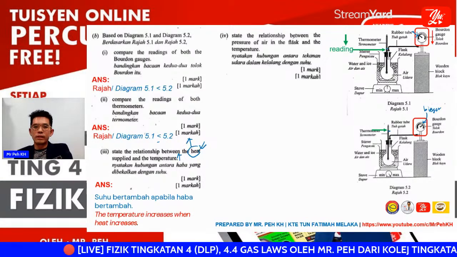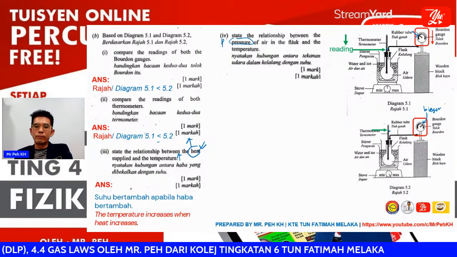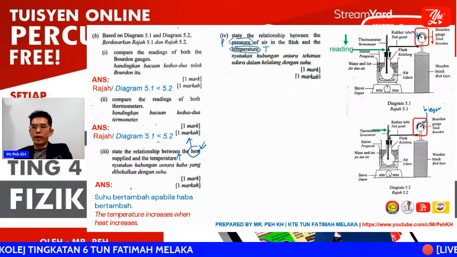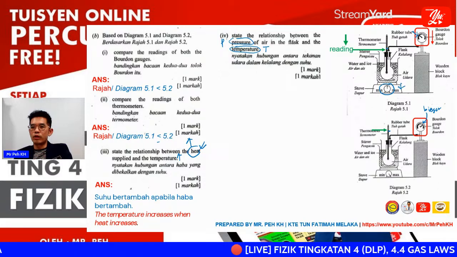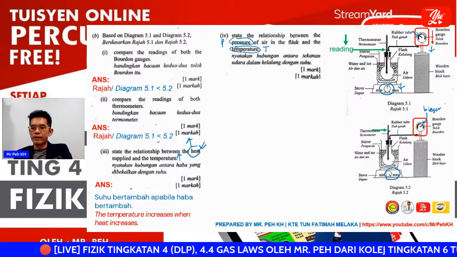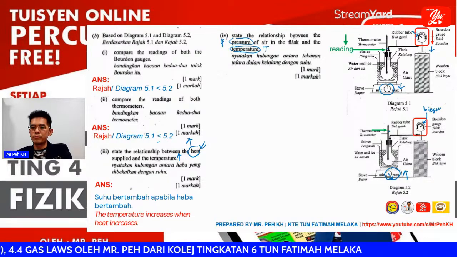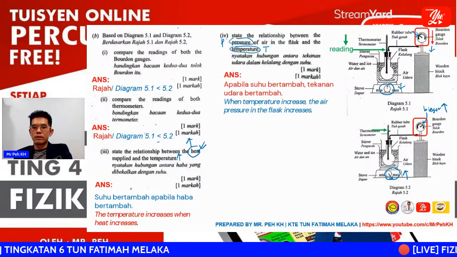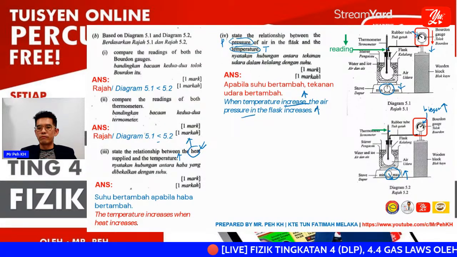And the next will be to state the relationship between the pressure of air and the temperature. You can see when the temperature is smaller, the reading of pressure is also smaller, or you can give it vice versa. Here is the maximum, so you can see the indicator pointer here. At greater temperature, the pressure shown by the Bourdon gauge will also be greater. So when the temperature increases, the pressure of the flask increases.